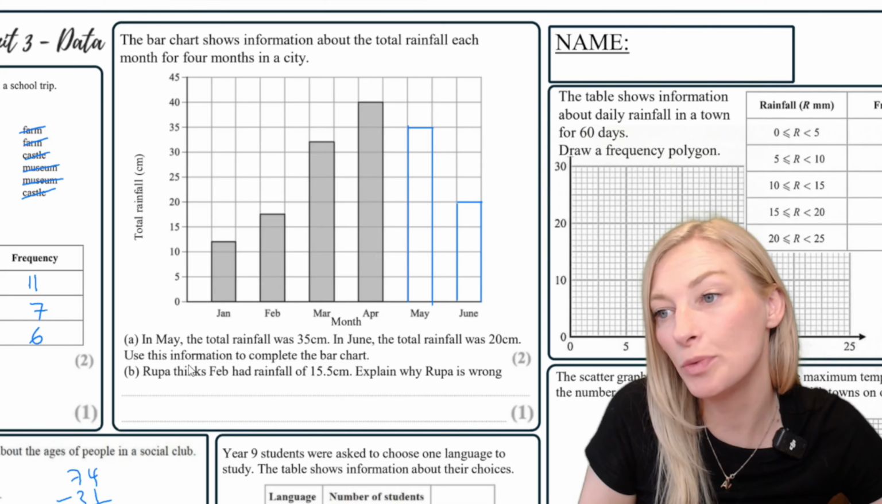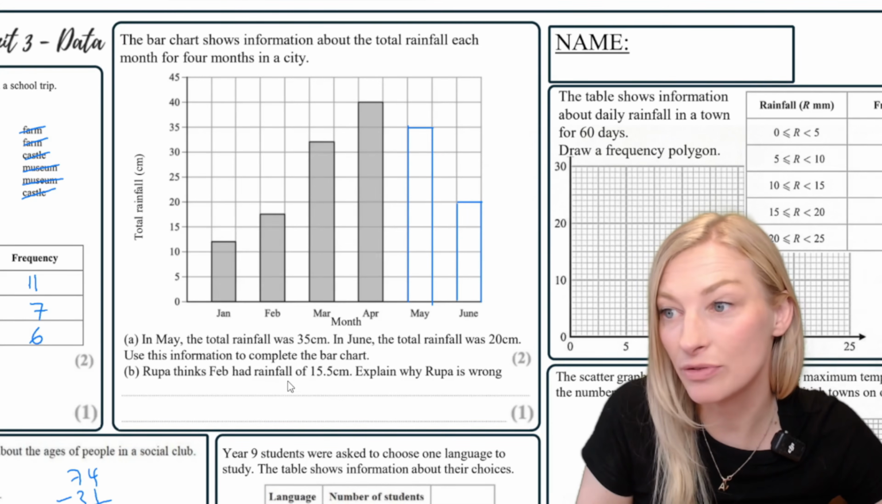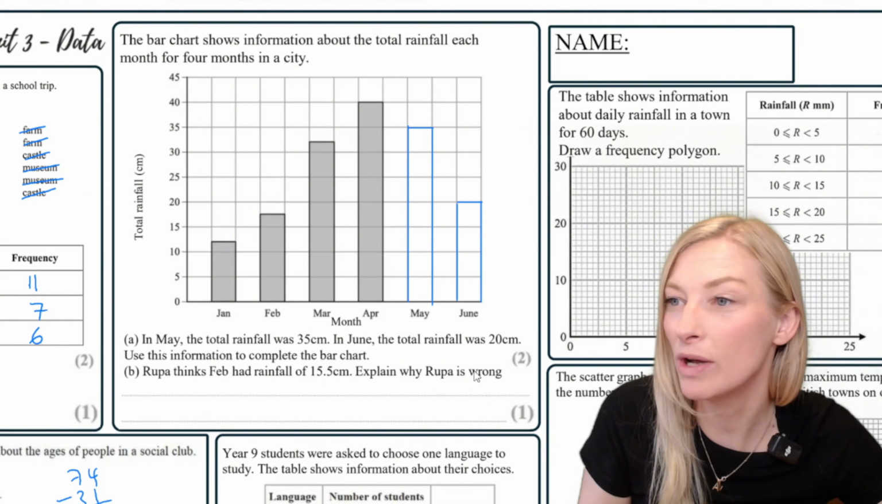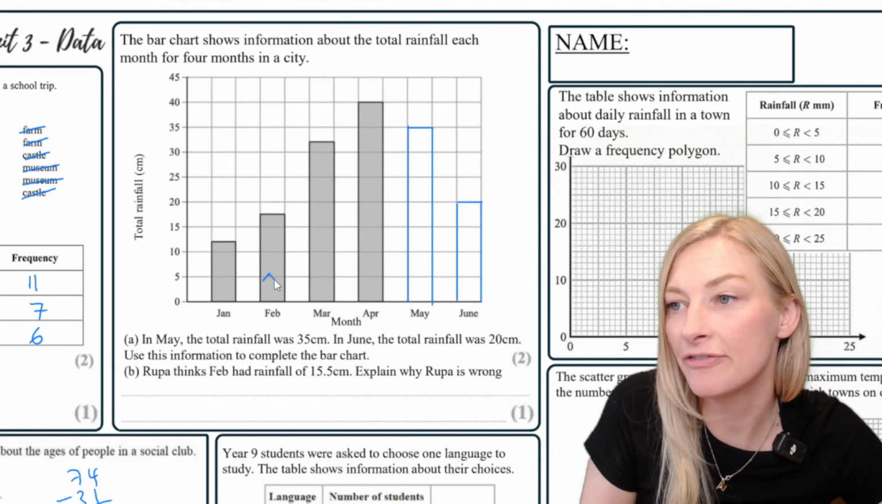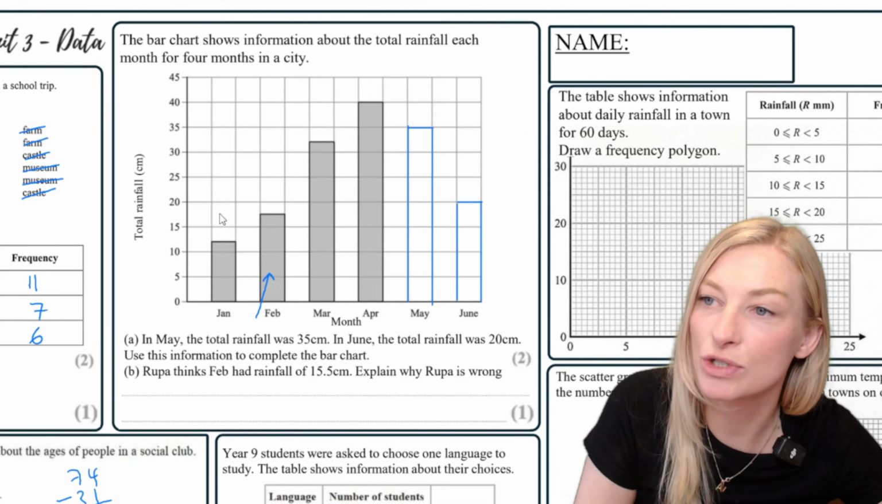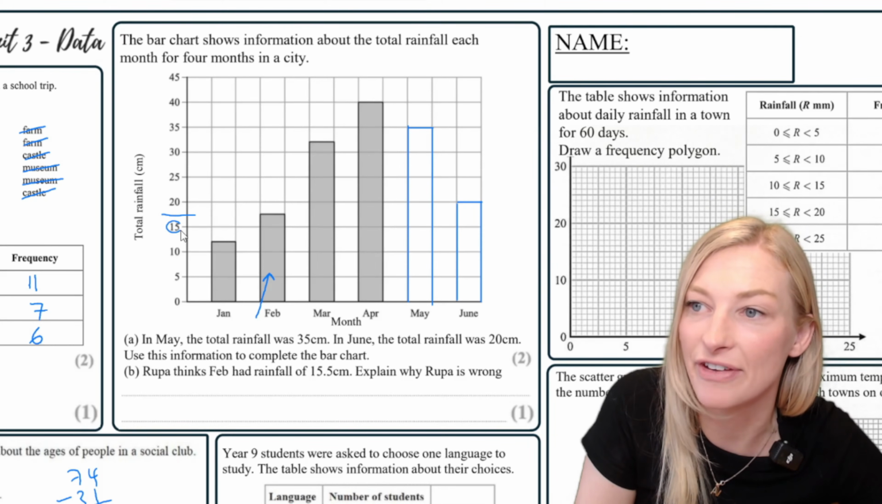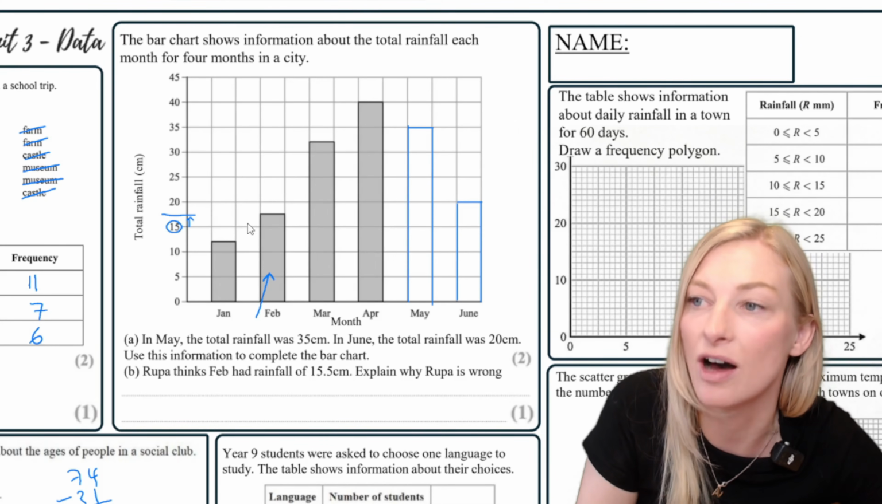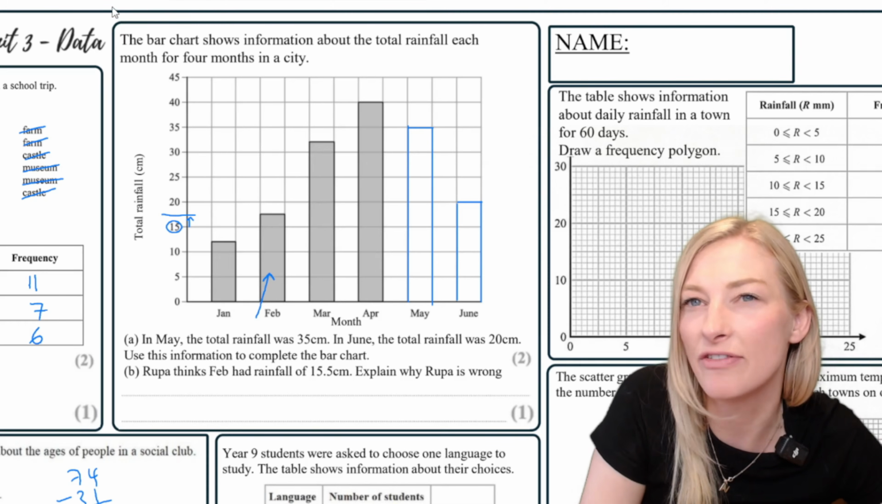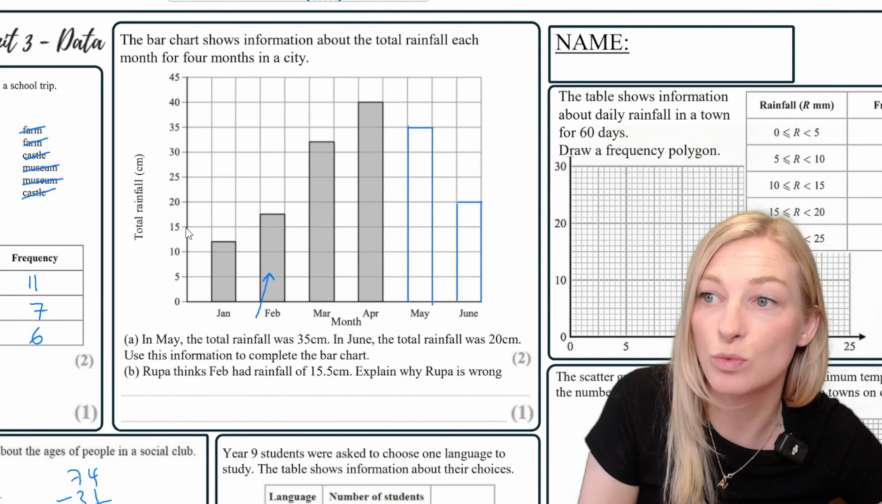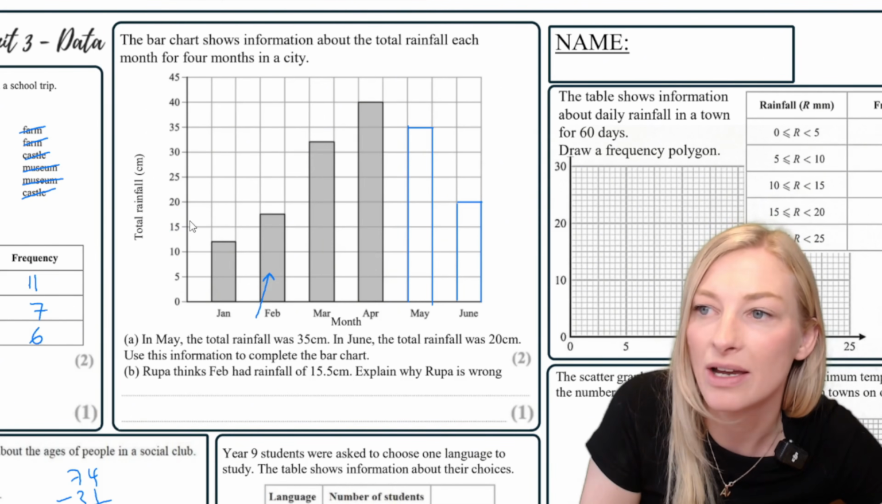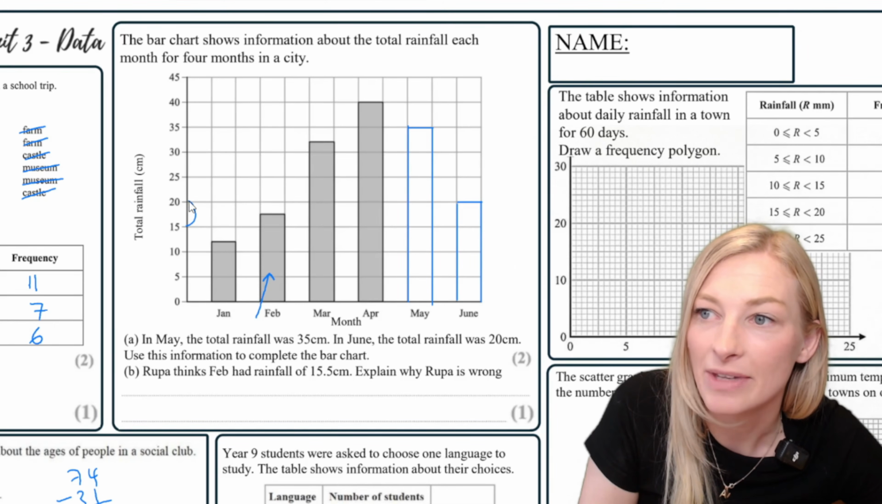It then says, Rupert thinks that February had rainfall of 15.5. Explain why Rupert is wrong. So I think for February, we're looking at this bar here. I think what she's done is said, well, 15 and a half, because it's at 15 and then we've gone half a square up. She said that that's 15.5, but it depends. If the square was worth 1, then I would agree with her. But each square is worth 5.